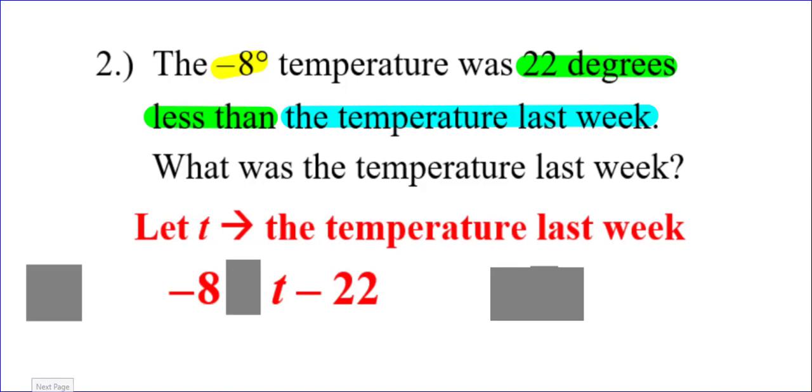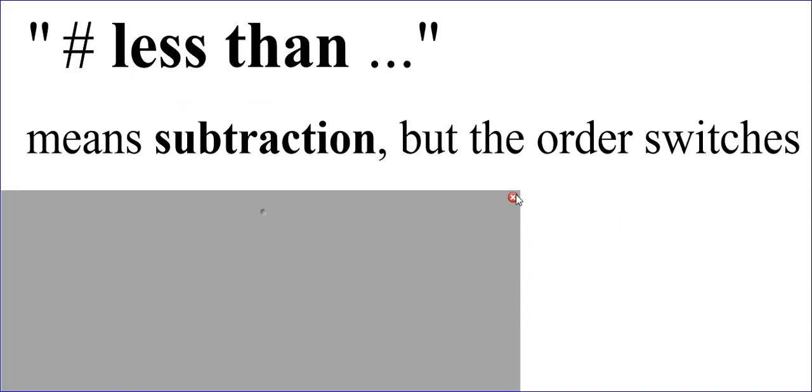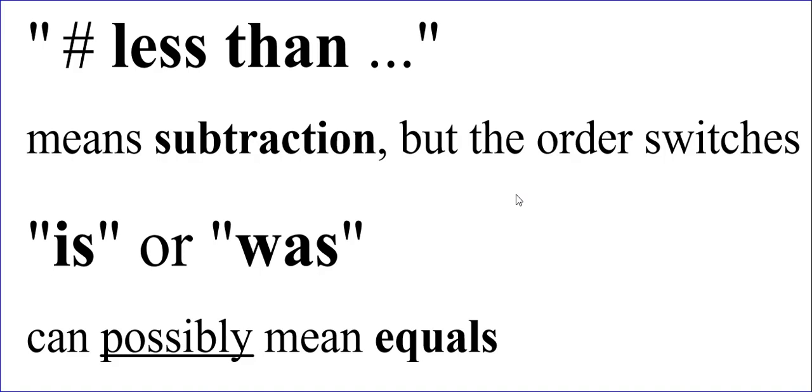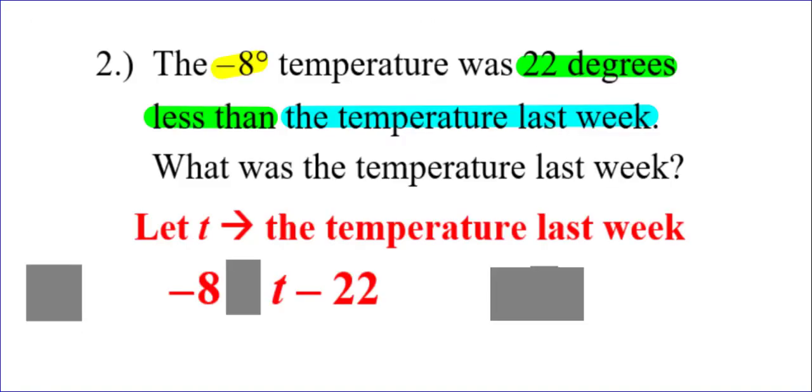Now, there's something else I want to remind you about. The word is or was can possibly mean the equal sign. Now, not always. It has to make sense in the context of the problem. Well, this problem did have the word was. Is this going to mean the equal sign? Well, it would make sense to have the equal sign to the right of that -8, since that was the only place left for the equal sign to go. So yes, that will be our equal sign.